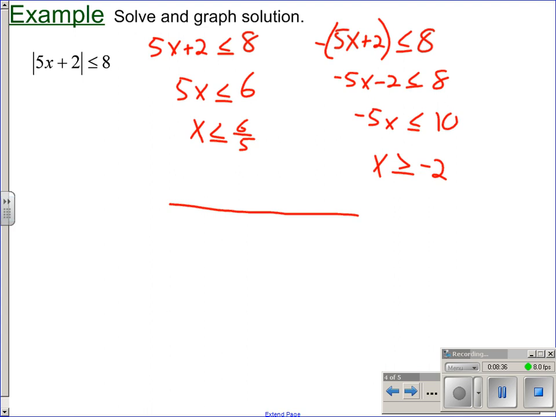We put this on a number line. There's negative 2. Here is our 6/5. We have greater than or equal to, so a closed circle. Change colors here. Closed circle at negative 2. We're going greater than that. At 6/5, we have a closed circle because of the or equal to, and we're going less than that. So our answer is really just this segment.